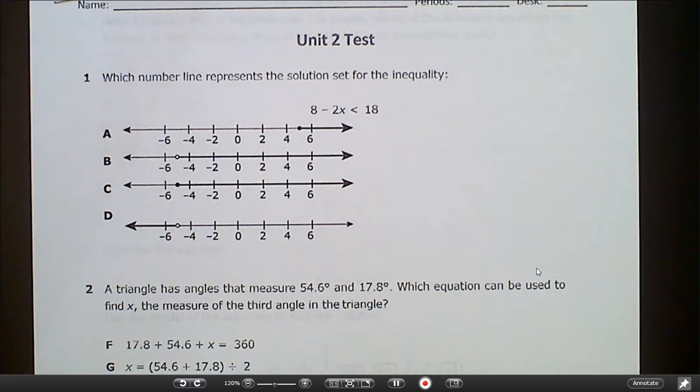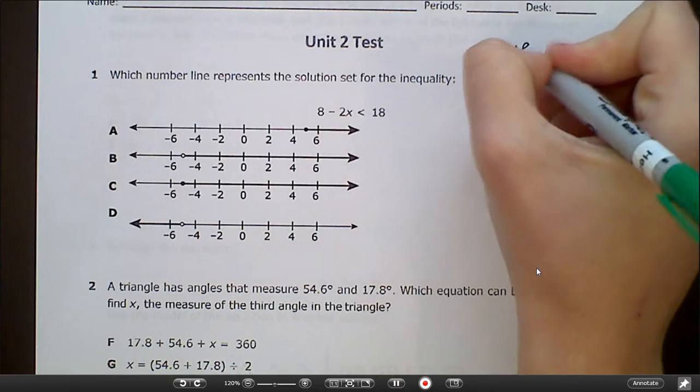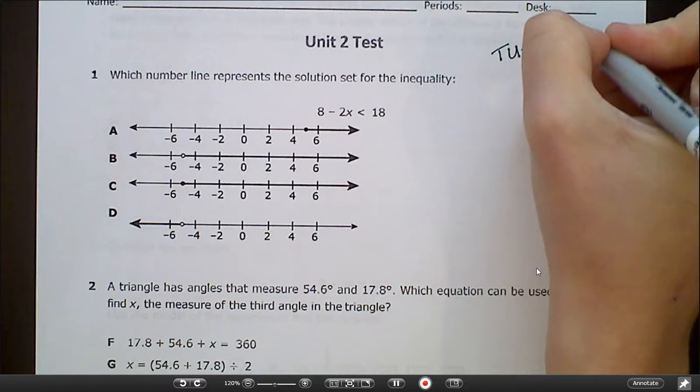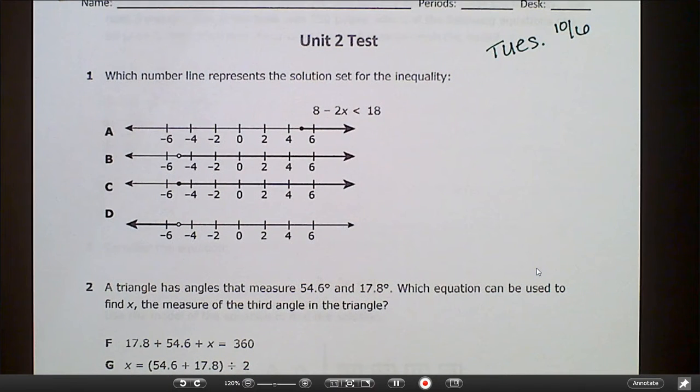So I have in front of me a copy of the Unit 2 test. We took this test on Tuesday, October 6th. So maybe you were absent that day and you had to make up the test really quickly, or maybe you missed the review, or maybe you're just wanting to bring up your grade, and that's great. So you will need two things to do these corrections.